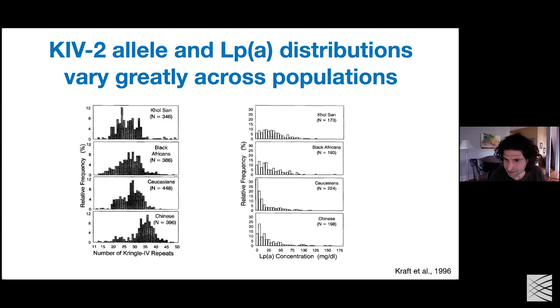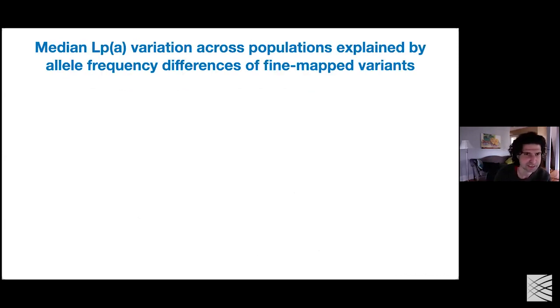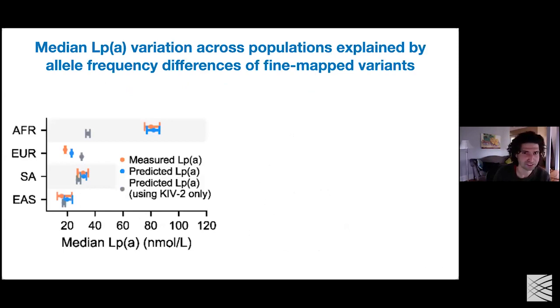It was unclear if additional genetic variation accounted for these population differences in observed lipoprotein A, or if LPA just behaved differently in different populations because of unidentified environmental factors. And we found that our model really accounted for this variation.